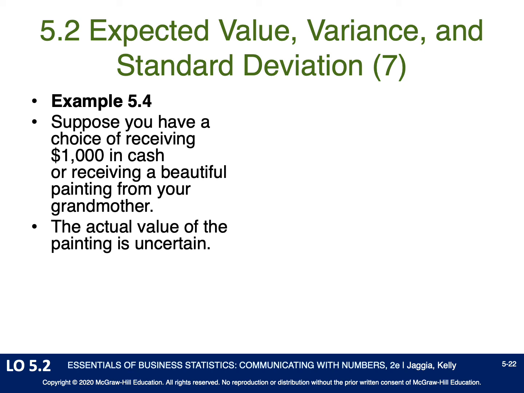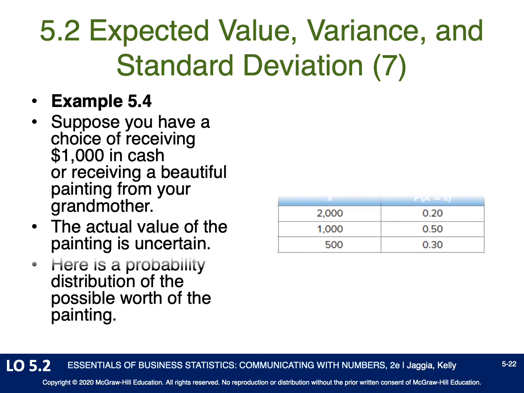Okay, so maybe it's not receiving a painting from your grandmother, maybe it's just you get the choice of receiving a painting that might or might not be valuable. So here we're told that there's a possibility that the painting is worth $2,000. That's about a 20% possibility. There's a possibility that it's worth $1,000. That's about a 50% possibility. And then there's a 30% possibility that it's only worth $500.